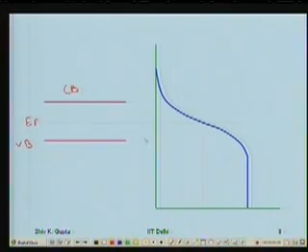Right, here is my top of the valence band. This is my bottom of the conduction band. This is my Fermi level. And here is the energy axis. And this is the probability given by Fermi-Dirac statistics. 0 here, 1 here, 0.5 here. There is 0.5, but there is no energy level here which can be occupied by an electron.